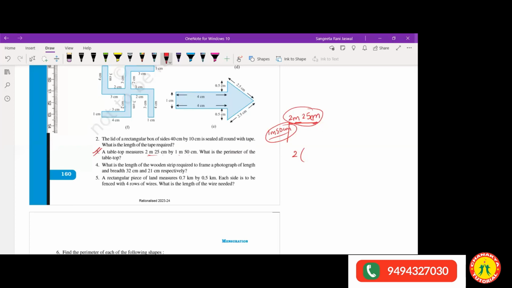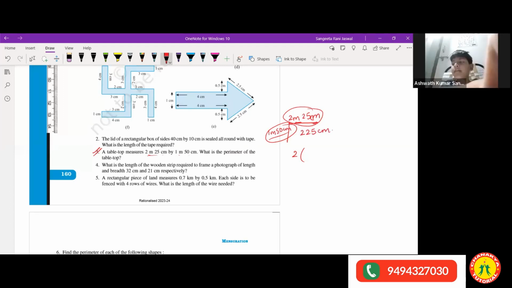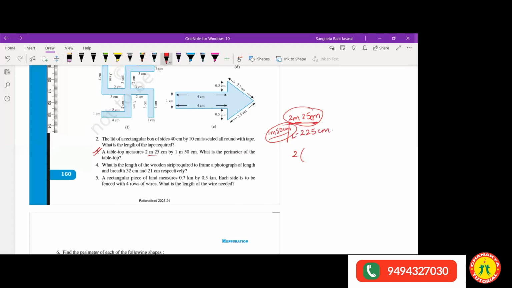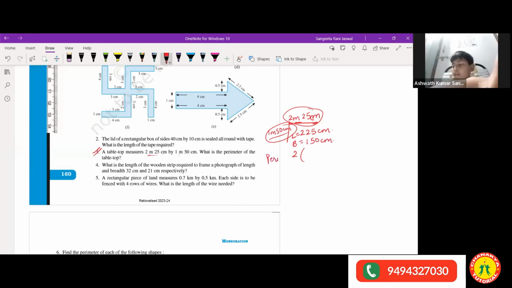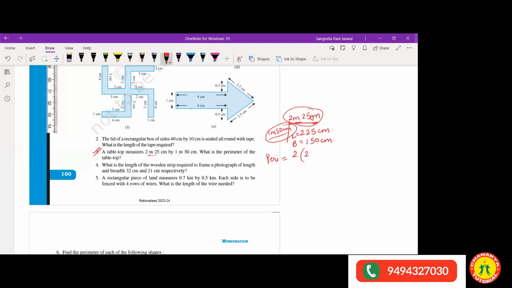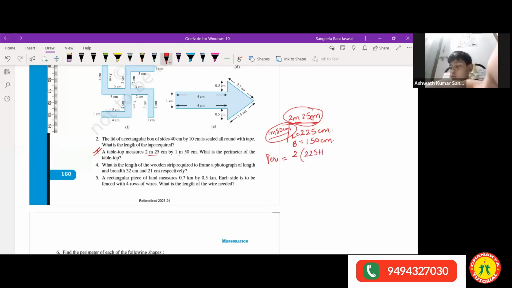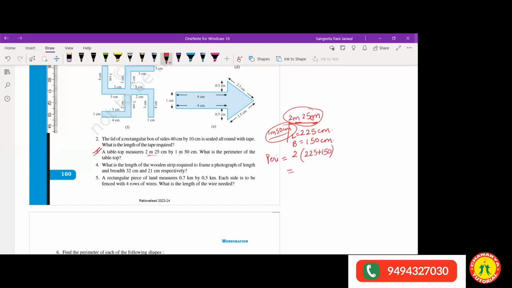So when you make this to 1 unit, this 2 meter 25 centimeter we can convert into centimeters. It becomes 225 centimeters. And this 1 meter 50 centimeter equals 150 centimeters. The breadth becomes 150 centimeters, right? And the sum would be 375. So the perimeter will be 375 into 2. Very good.